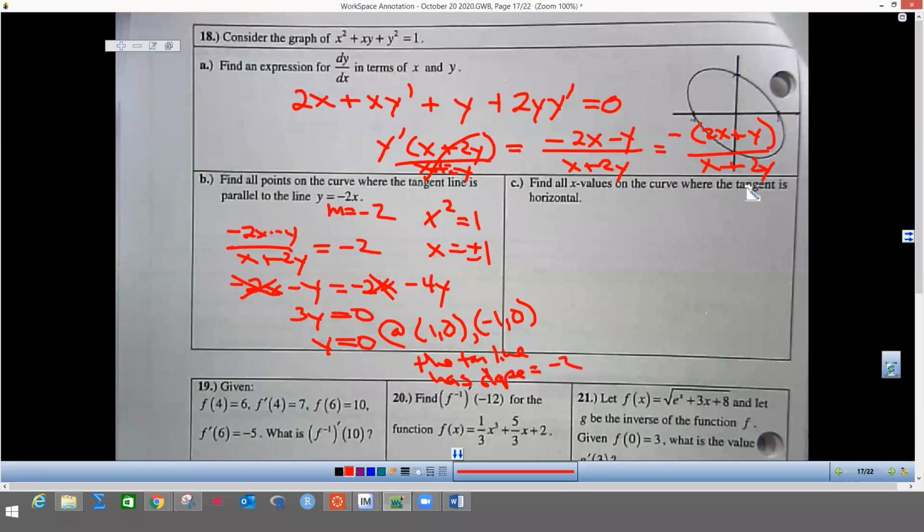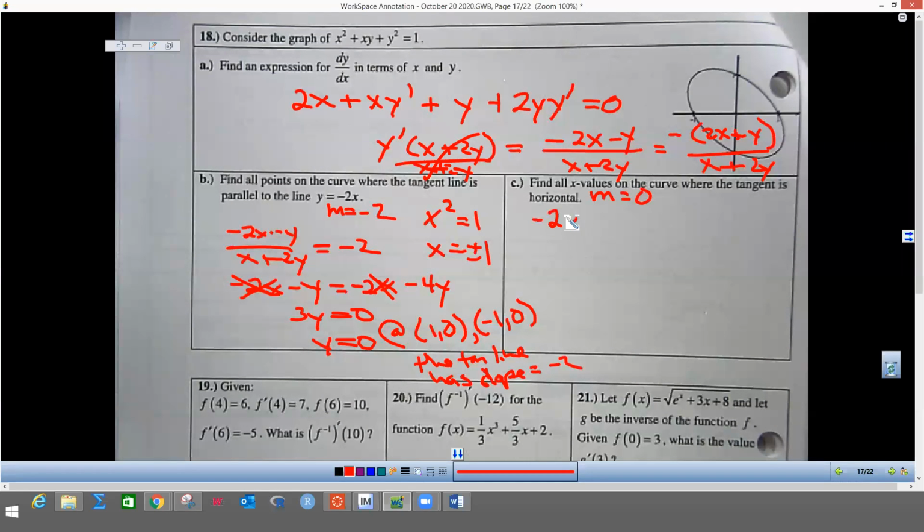And we're going to do this last problem here. Find all x values on the curve where the tangent line is horizontal. Well, horizontal lines mean the slope equals 0. So once again, I'm going to take this slope and set it equal to 0. Now this just says find all x values, okay? So we don't have to find points. These others said points.